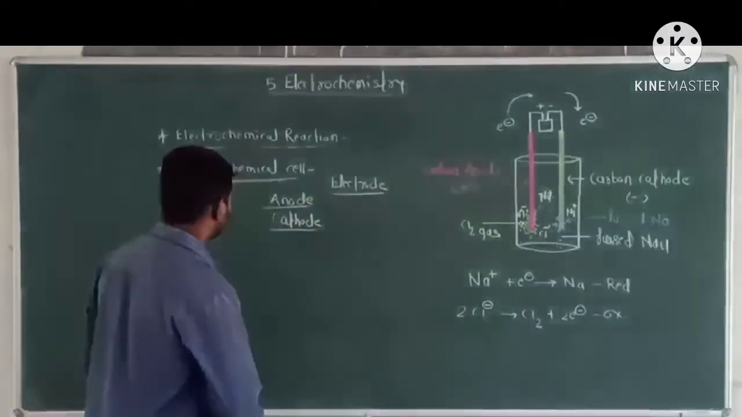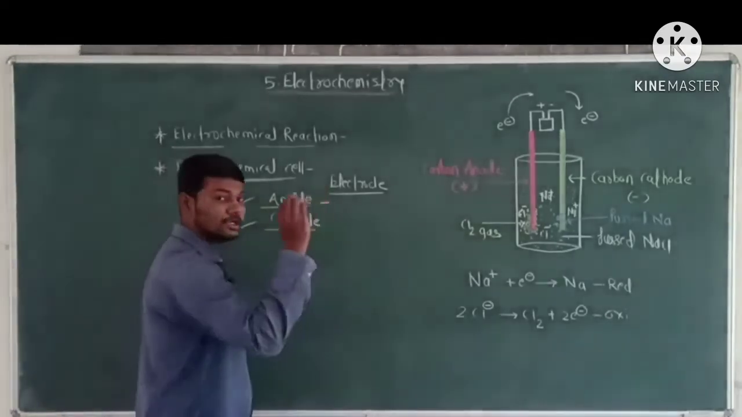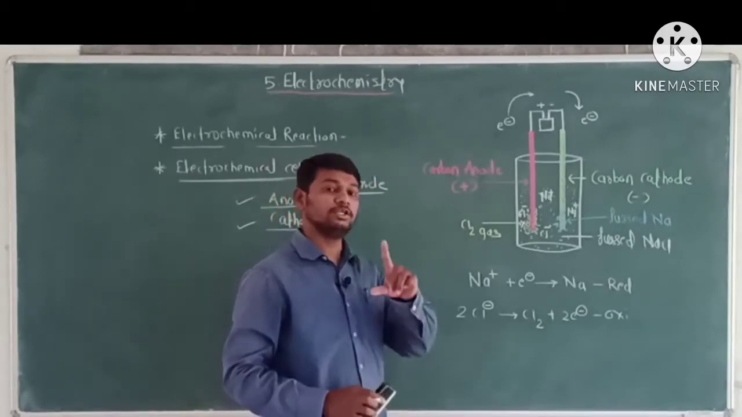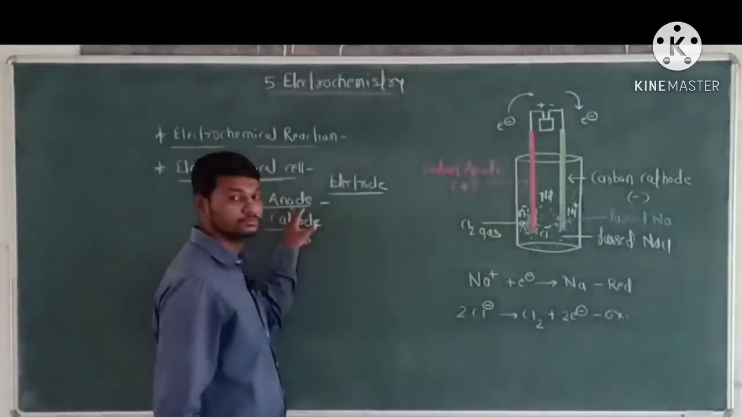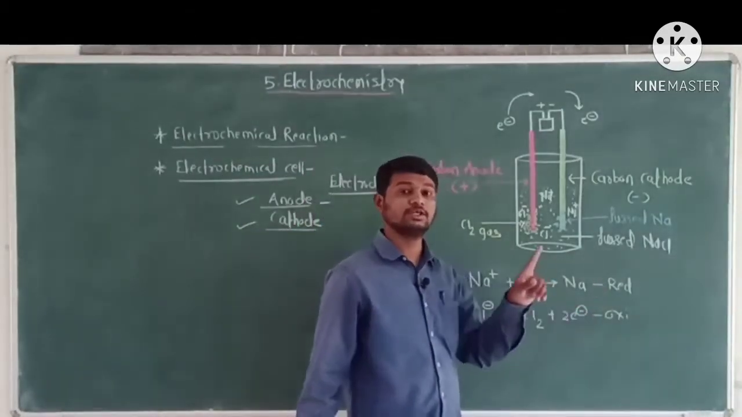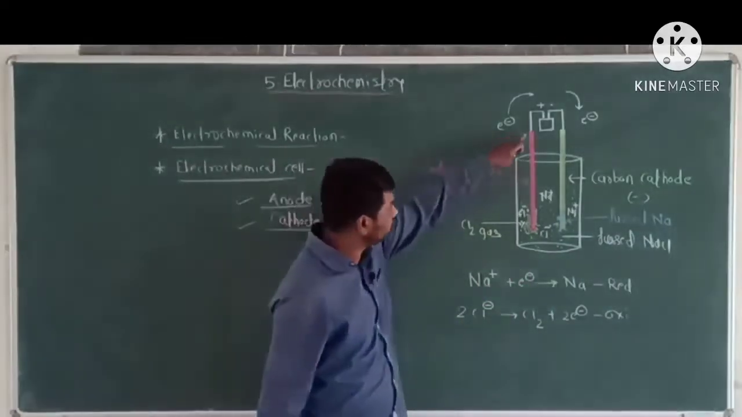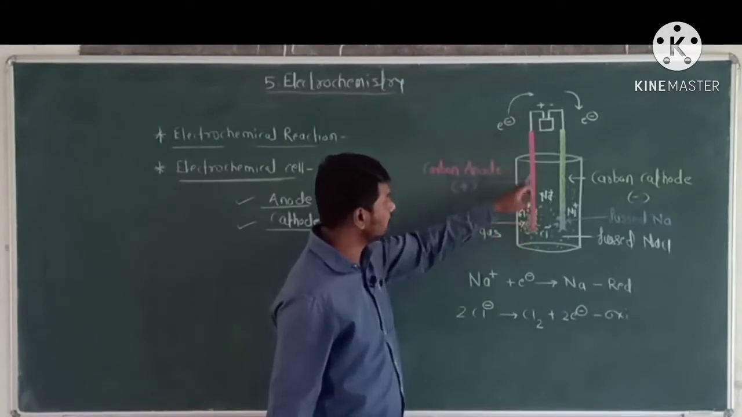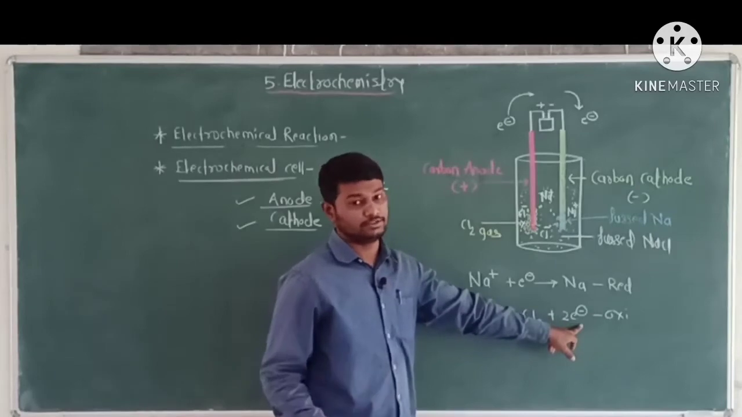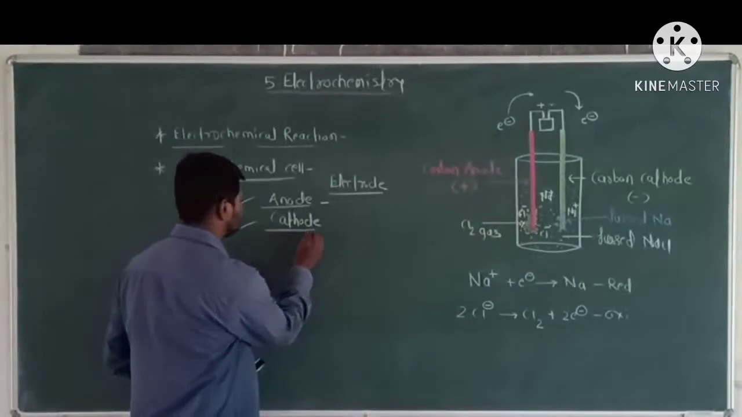Okay. Now electrode has two types, that is anode and cathode. So first of all, anode. The electrode on which the oxidation reaction occurs, such an electrode is called the anode. This is the anode. In this electrode, this chemical reaction, that is the oxidation reaction, occurs, therefore such an electrode is called the anode.